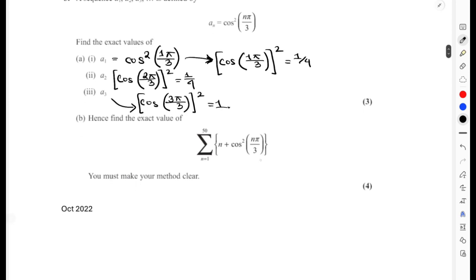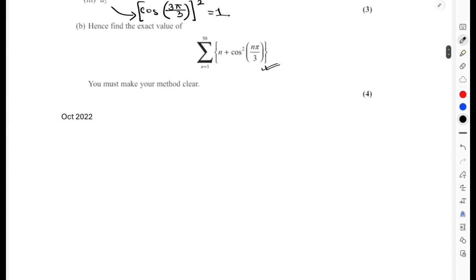Hence, find the exact value for the summation of this, and you must make your method clear over here. This is the sigma notation maths, right? Now in this case, what I can already understand is a pattern. The first two terms are going to be 1 by 4, 1 by 4, and the third one is 1. Let's find out what a4, a5, a6 would be. A1 was 1 by 4, a2 was again 1 by 4, a3 was 1.